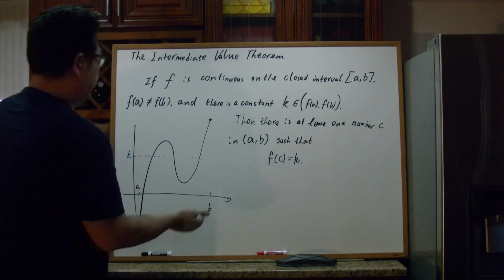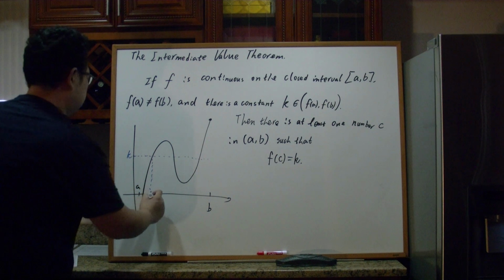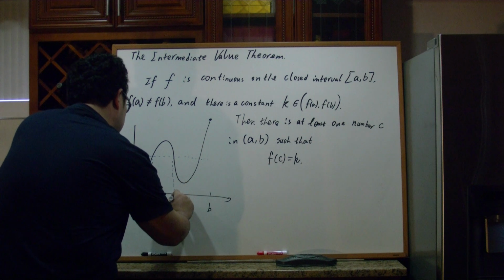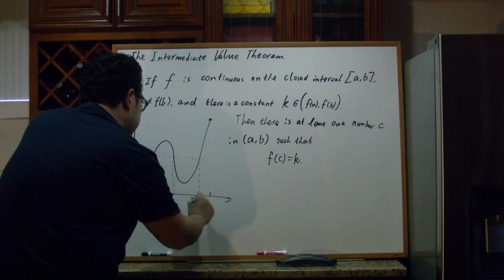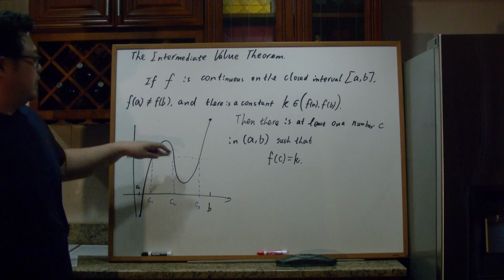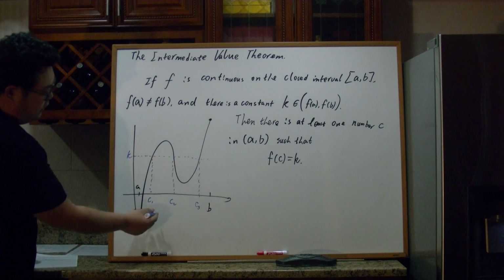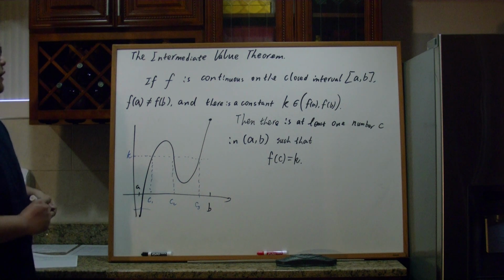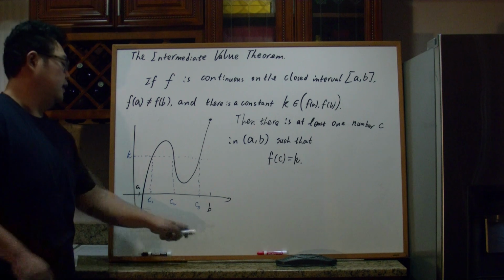Which means we have at least one number c whose y value is equal to k. In our function here, since it's going up and down, if k is here, then we have three values. If k is this value here, then we have one value of c inside a and b, such that they are equal. Right, so that is the intermediate value theorem.